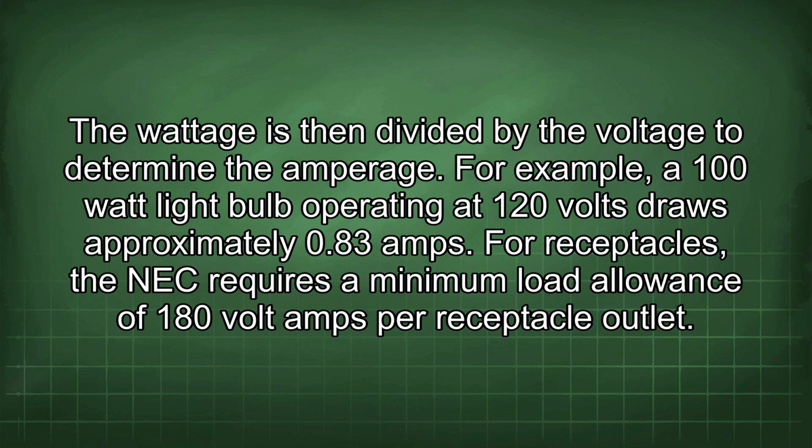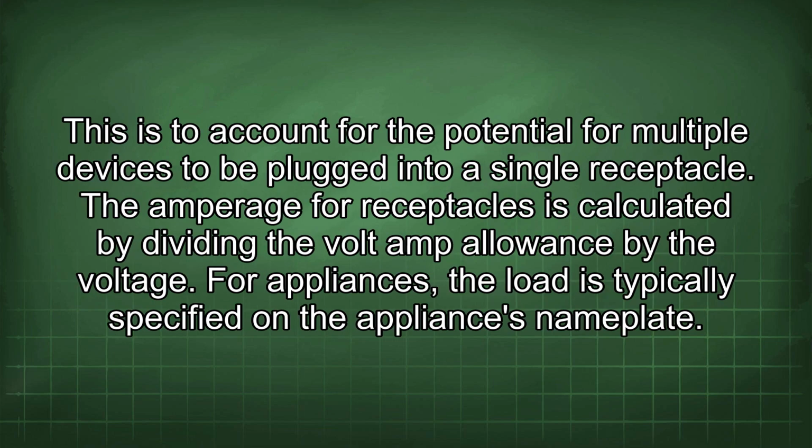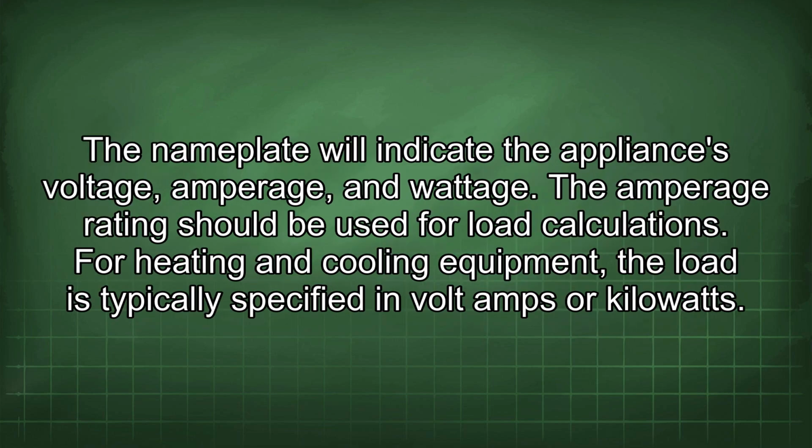For receptacles, the NEC requires a minimum load allowance of 180 volt amps per receptacle outlet. This is to account for the potential for multiple devices to be plugged into a single receptacle. The amperage for receptacles is calculated by dividing the volt amp allowance by the voltage. For appliances, the load is typically specified on the appliance's nameplate. The nameplate will indicate the appliance's voltage, amperage, and wattage. The amperage rating should be used for load calculations.